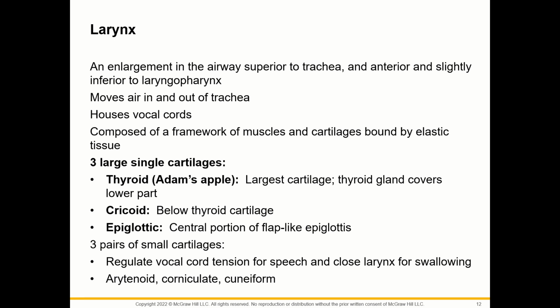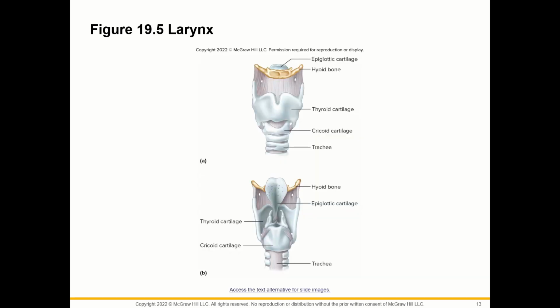All right. So the three pairs of smaller cartilages will regulate vocal cord tension for speech and close the larynx for swallowing. And these are the small cartilages called the arytenoid, corniculate, and cuneiform.